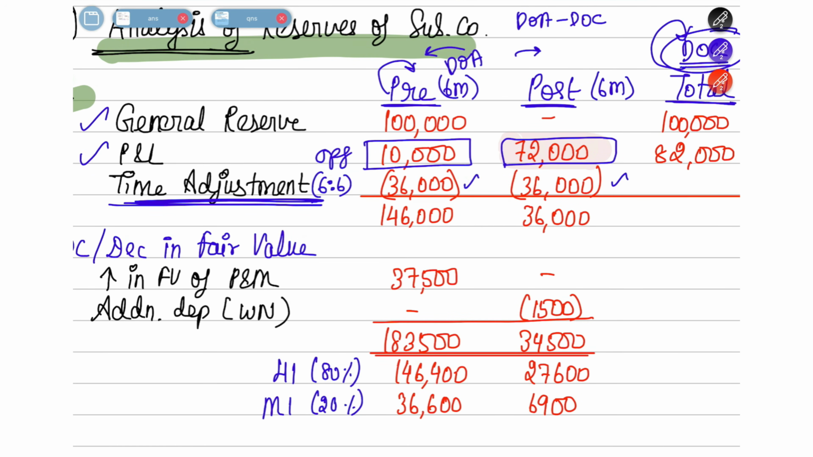Okay, one second. So how you have to do this is, 72,000 is here. From 72,000, 36,000 will go here and 36,000 will come here. Okay, do that.